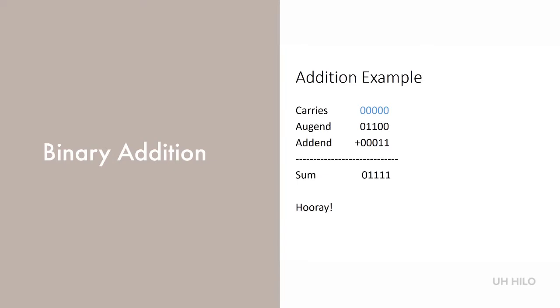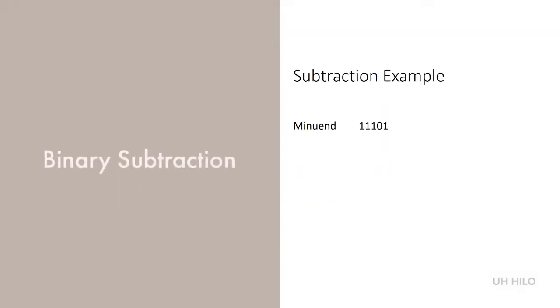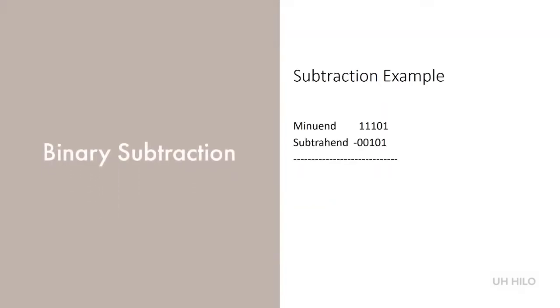In the example you see on the right, there's also some special terminology. The first number is the augend, the second number is the addend, and of course the last number is the sum. The rules for subtraction are the same as they are for decimal. Here a borrow into a column adds 2 to that column. Like addition, there are some special terms here. The first number is the minuend, and the number subtracted from it is the subtrahend. The result is known as the difference.